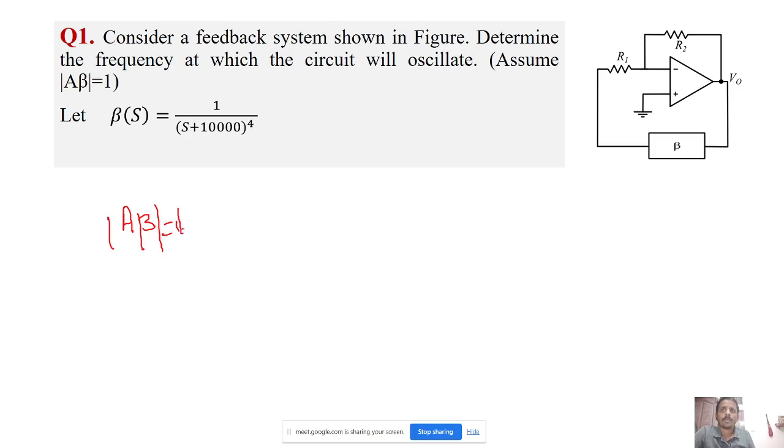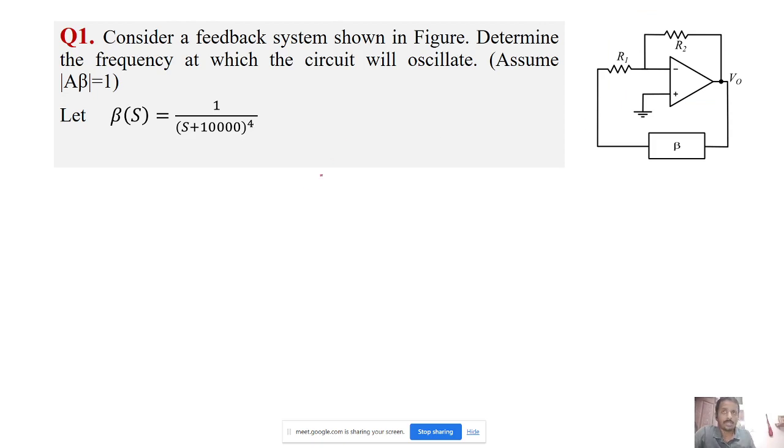There is a system given here. This is the forward path, the open loop path, and the gain is A. The output is given to a feedback module which has a gain beta, which depends upon the frequency, beta of s, and this is given back to the amplifier. So the question is to find the frequency of oscillation.